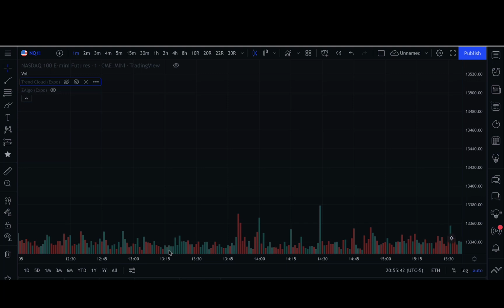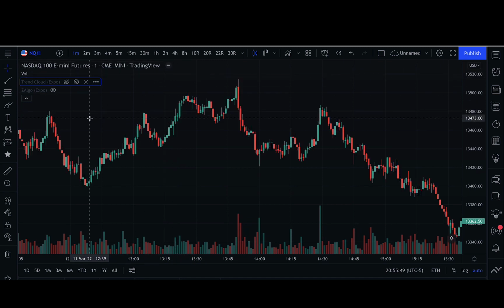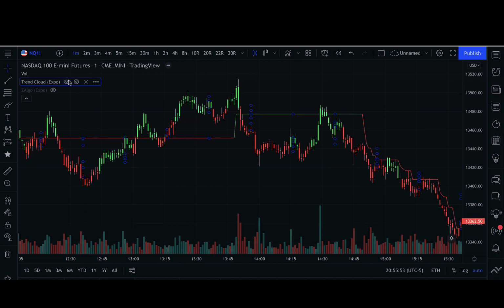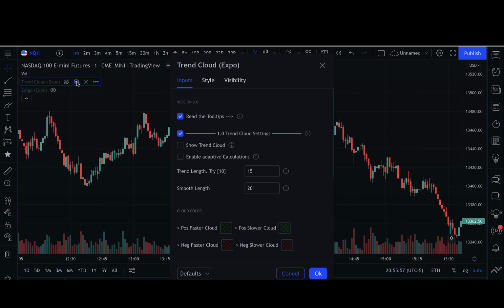So, all right. The first thing I want to talk about here is the Trend Cloud. We're going to get into Z Algo in a minute, I promise. But I feel like this indicator is not being given enough love. I wouldn't say not enough love, I'll say it's not used.